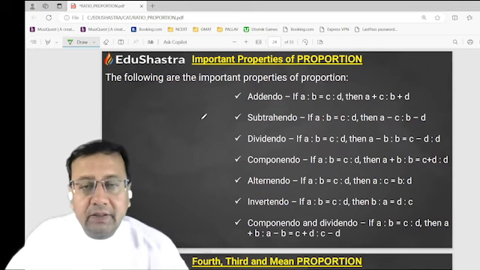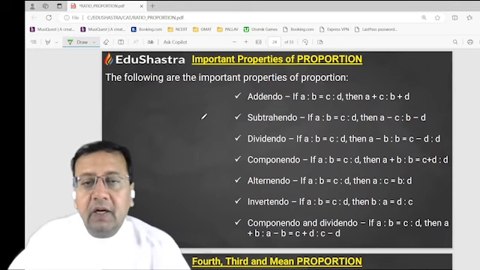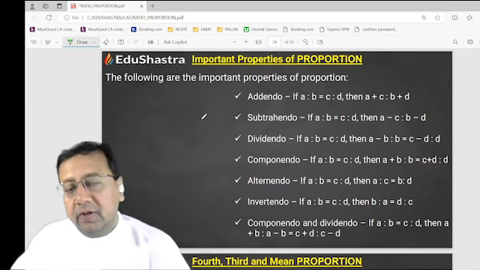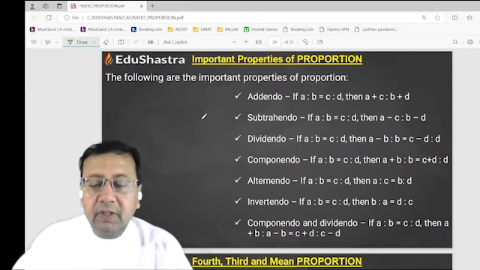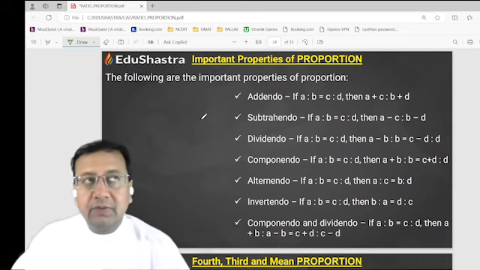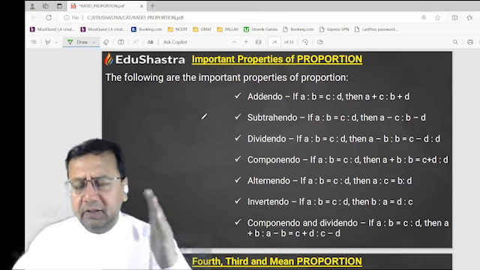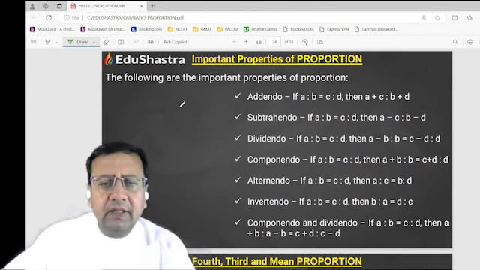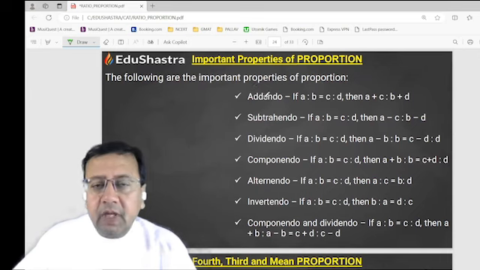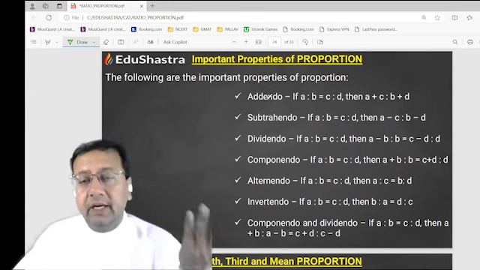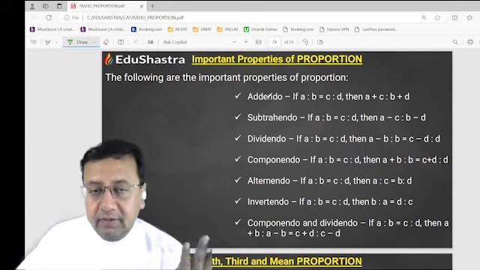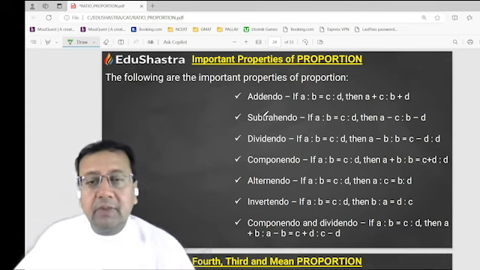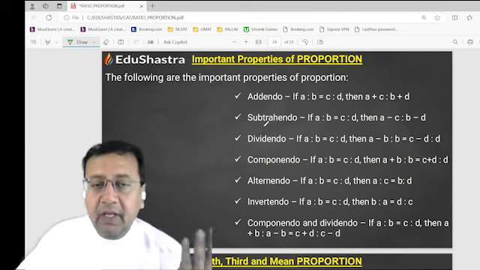Yeah. Antecedendo or addendo, subtrahendo, dividendo, componendo, alternando, invertendo, right? So I suppose these are in the ninth standard, right? So taking an example, addendo. Addendo is adding the numerator and denominator, right? Subtrahendo, subtracting.